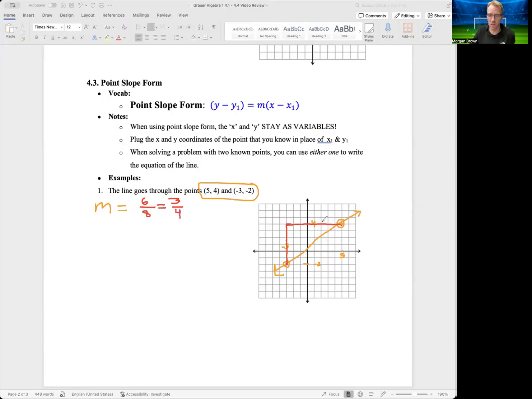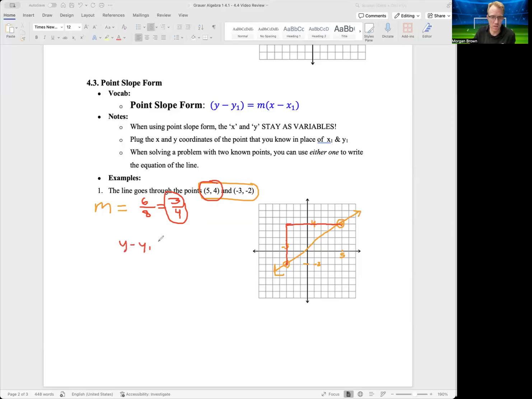We can do a quick common sense check. It's going up and to the right, which means it's a positive slope. Once I know my slope and I have a point, I can pick either point, doesn't matter. I'll just pick 5, 4 as my point. I have a point, I have a slope. There's no more work to do. That's why point slope form is so nice. I can just write the answer.